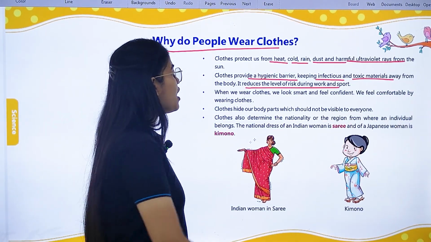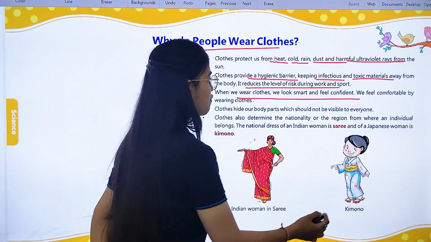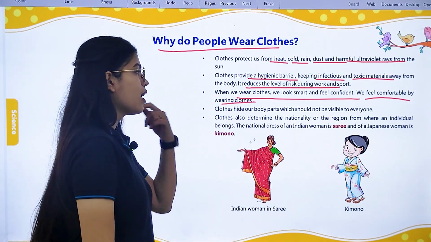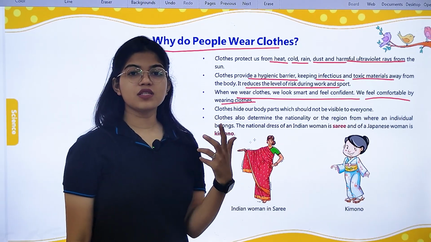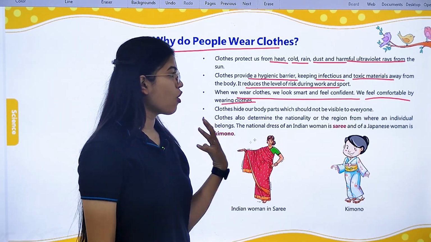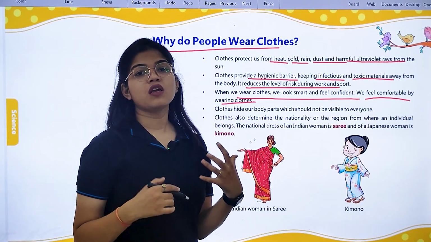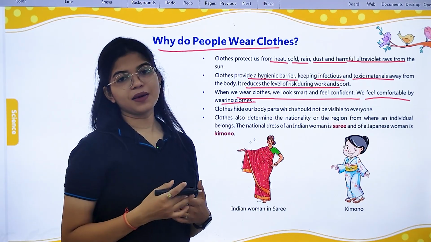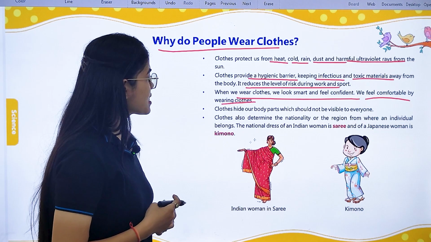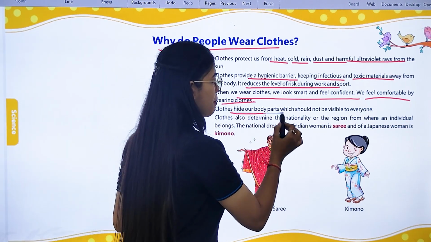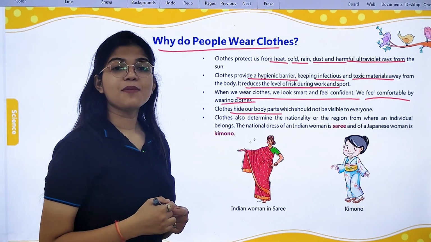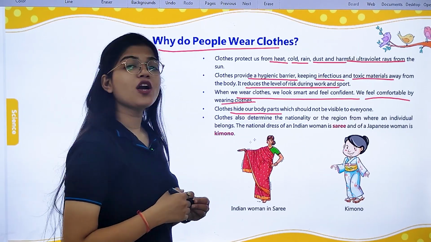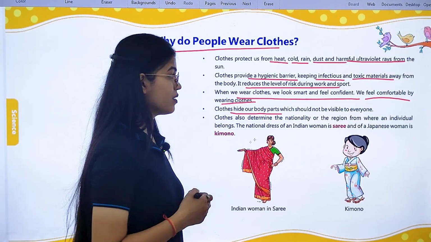Third, when we wear clothes, we look smart and feel confident. We feel comfortable wearing clothes. When we go into any crowd, we feel comfortable by wearing clothes only. Next, clothes hide our body parts. Clothes help us to hide those body parts which should not be visible to anyone.